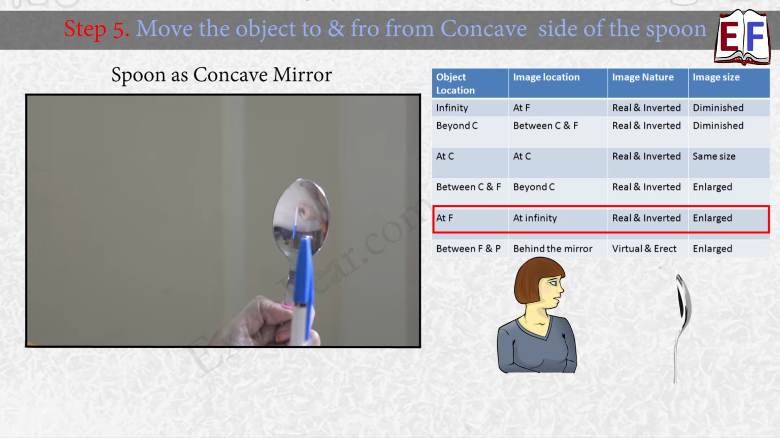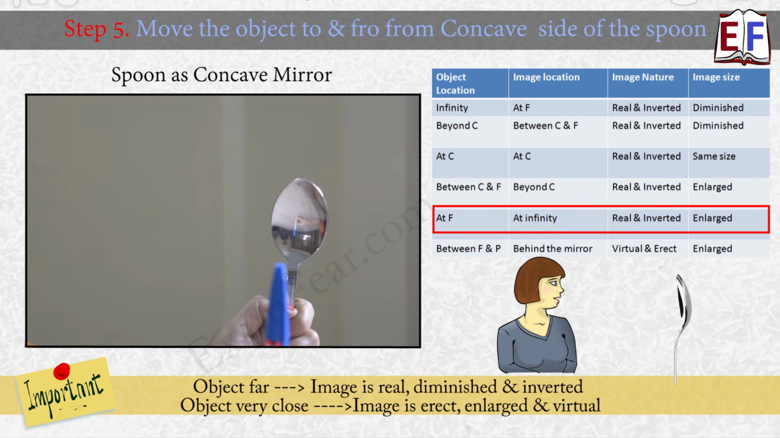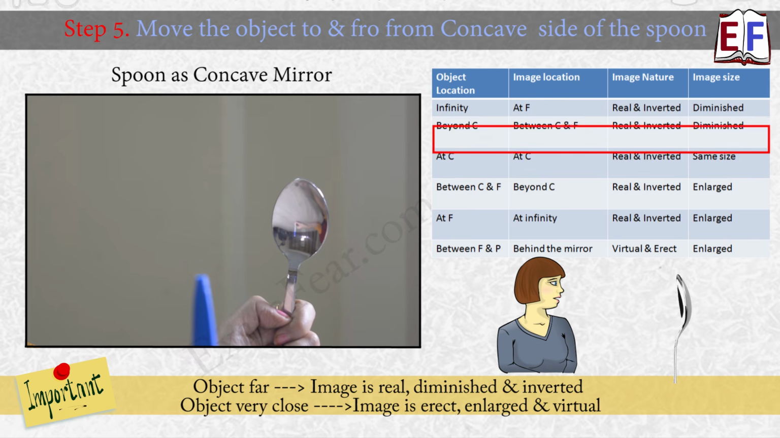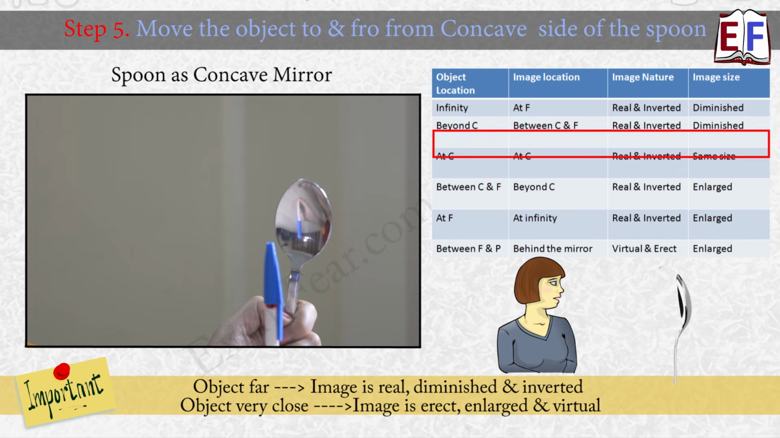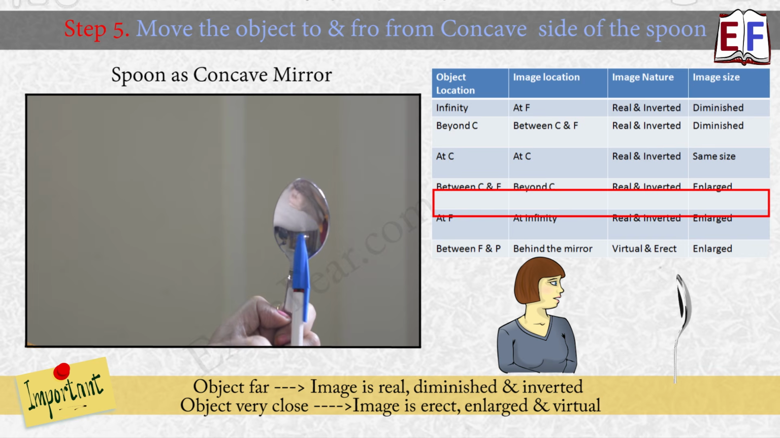We see that the image is erect. So this proves that in case of a concave mirror, the image formed is real and inverted when the object is far away, and the image formed is virtual and erect when the object is very close. Now if you want to know about the size of the image, you can see that when the object was far away, then the image was smaller in size. But as the object comes near the mirror, the size of the image keeps on increasing.